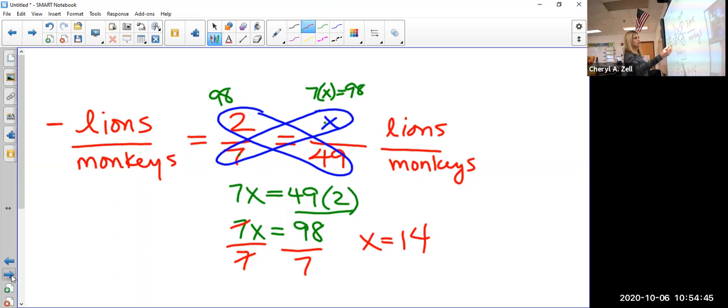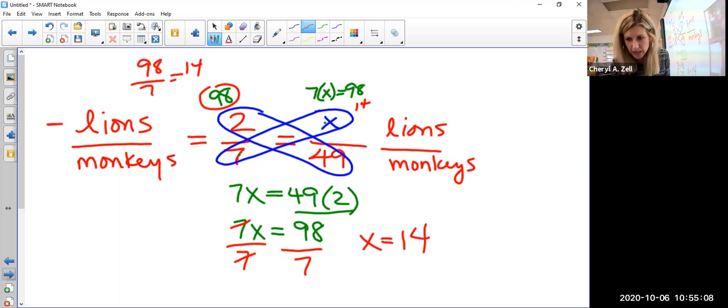So my answer, x equals 14. So that's one way. You could just look at this. You could also say, some of you already probably realize this, that 2 times 49 is 98. Divide by 7, right? 98 divided by 7 gives me 14. Yes, that's kind of a shortcut. All right? So solving problems this way is going to be useful as we move forward in math.